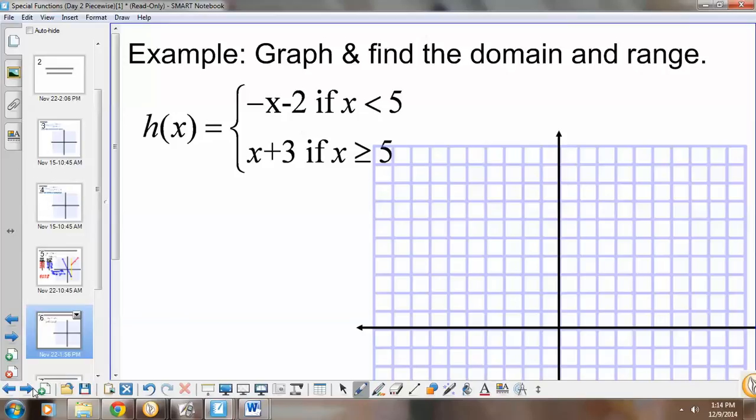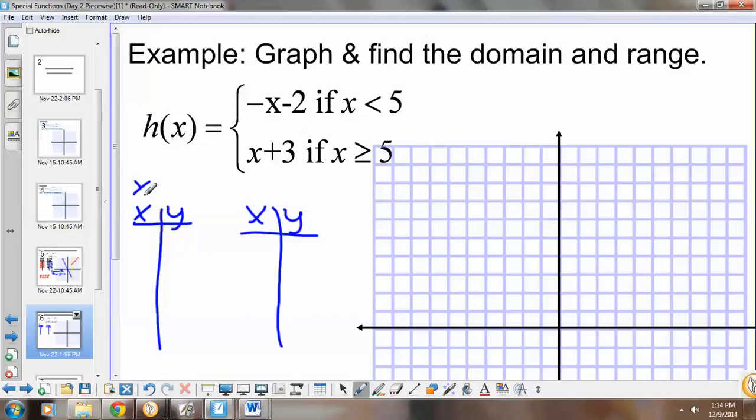Alright, how about this last example? Let's do this one together. We have 2 pieces. Again, we're going to need 2 tables, X by Y charts. You get to pick values for X, but they have to satisfy these inequalities. The first table, we need values that are less than 5. The second table, we need values greater than or equal to 5. So when we pick values, what's the first thing we have to pick? 5. Now pick some values that are less than 5. 4, 3, 2. Zero would be easy. That would be fine. You could do 2, 1, and 0. That's fine, as long as they're less than 5.